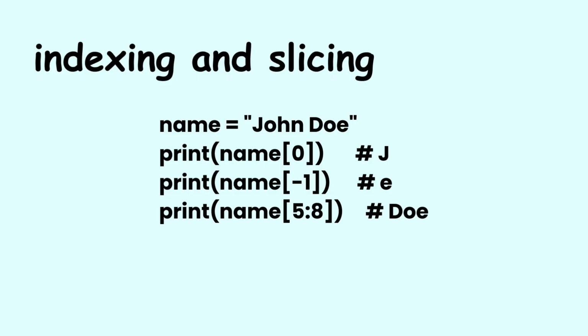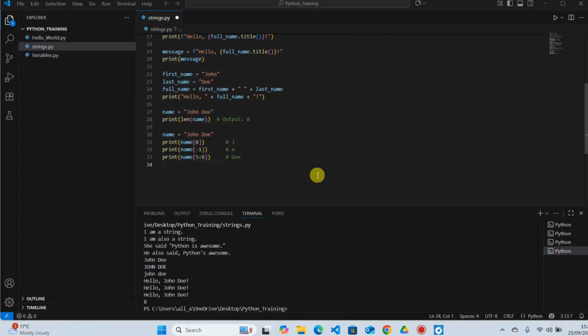Alright, now let's talk about how to access specific parts of a string in Python, using something called indexing and slicing. This is a super useful skill, especially when you want to grab just a piece of text, like someone's initials, a file extension, or a specific word from a sentence. Let's look at this example. Feel free to pause the video here and copy this code into your editor.